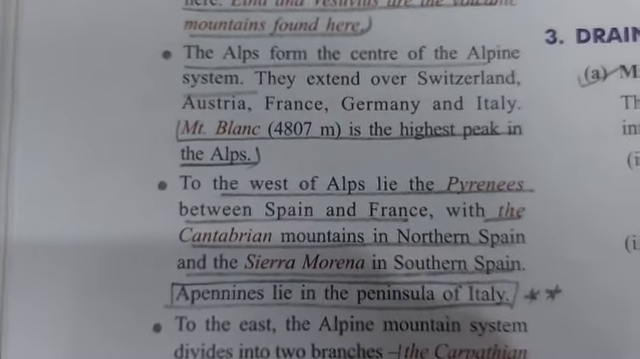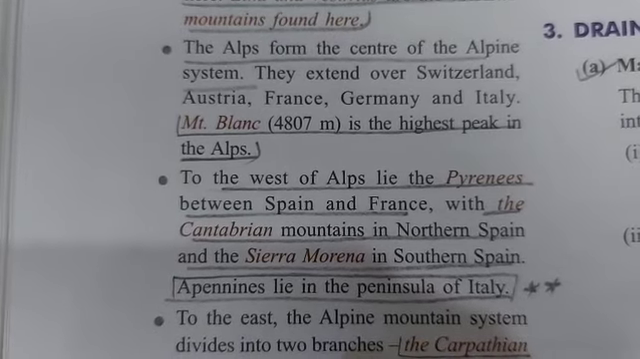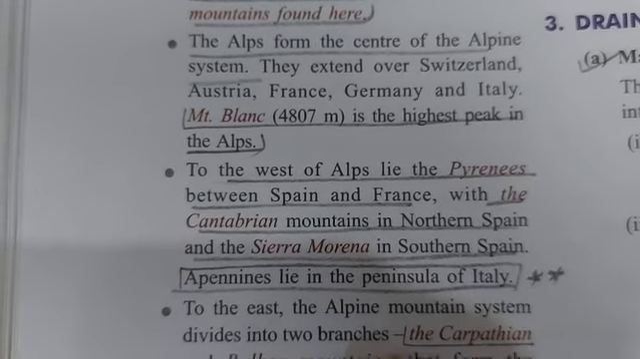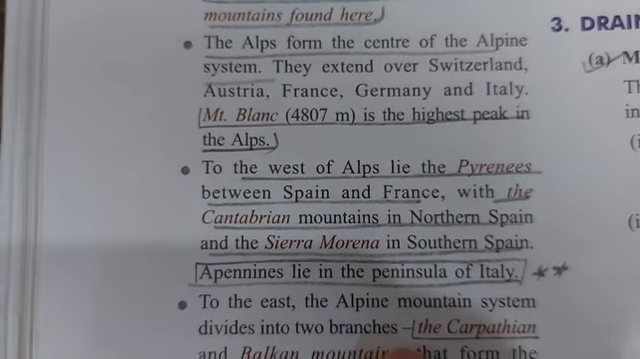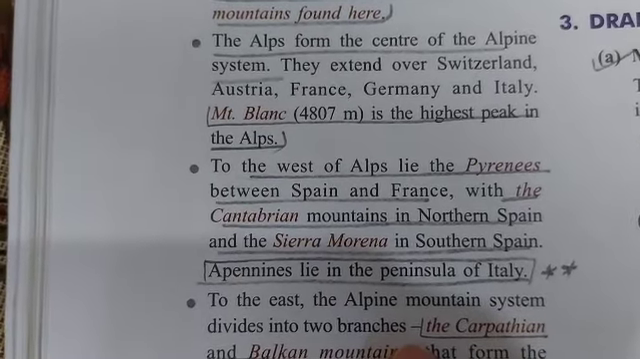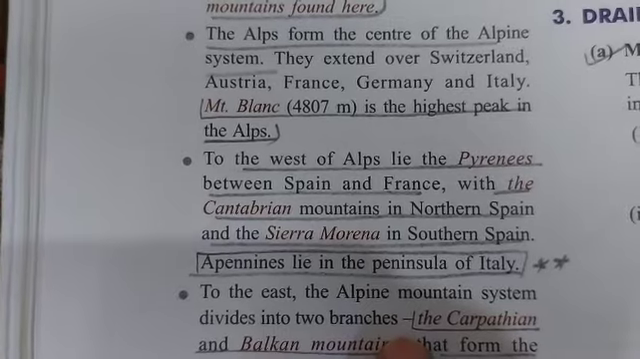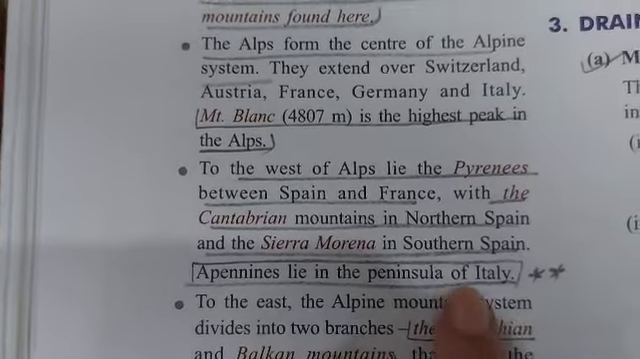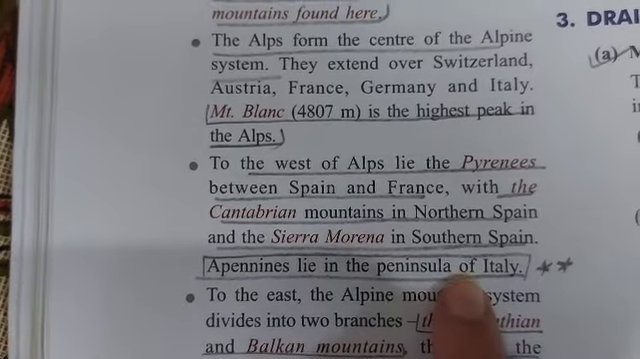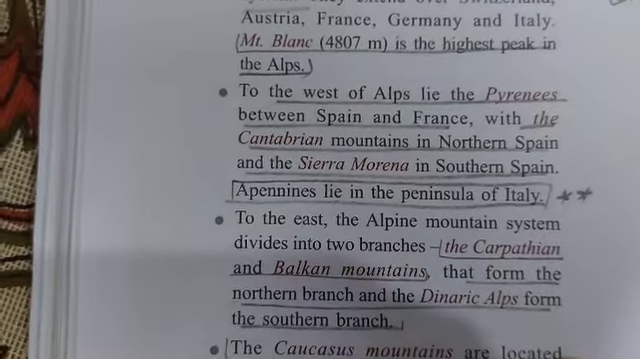Come to the next. To the west of the Alps lies the Pyrenees between Spain and France, with the Cantabrian mountains in northern Spain and Sierra Morena in south Spain. The Apennines lie in the peninsula of Italy. This becomes important. Mark it. Come to the next point.